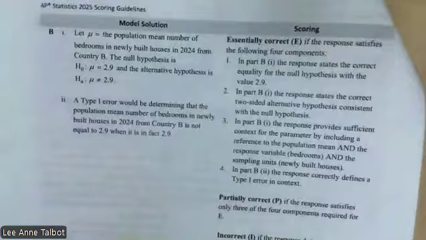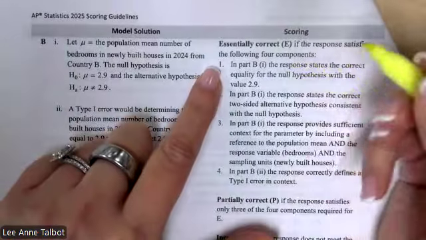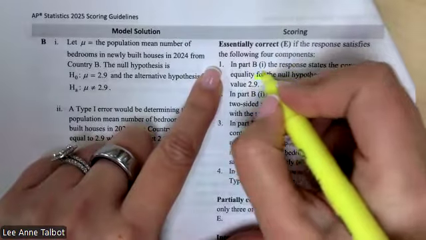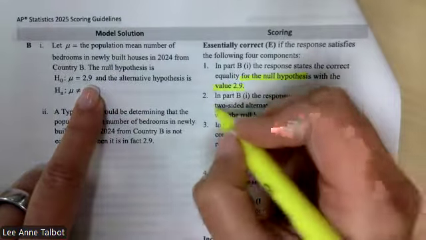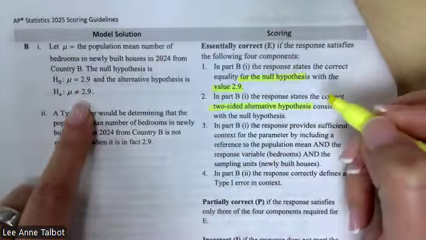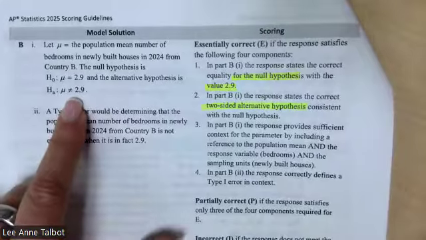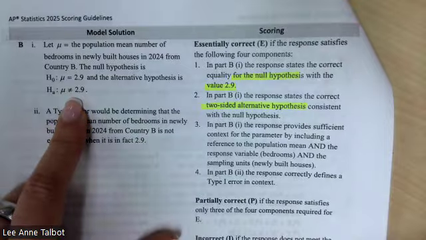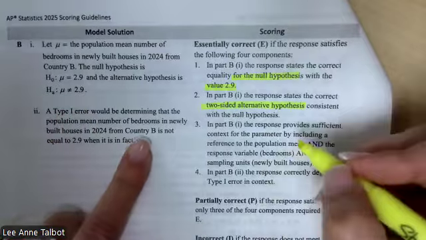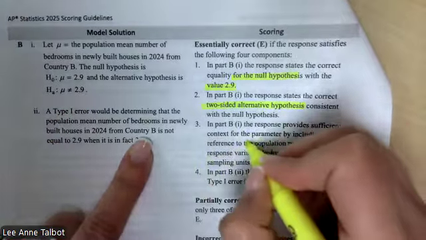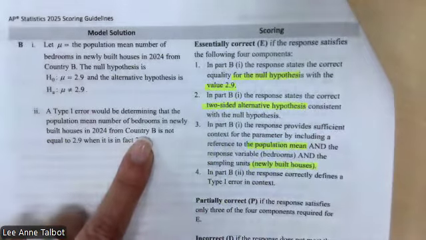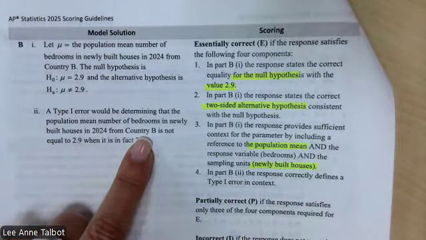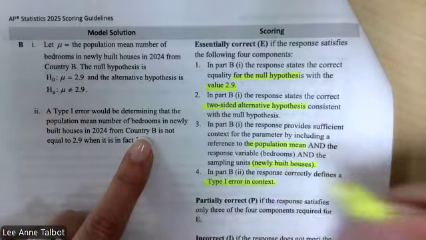Okay. B, you need 4 components. Null hypothesis equals 2.9. Alternative hypothesis is not equal to 2.9. You need to have context by saying something about true mean and houses. And then type 1 error in context.